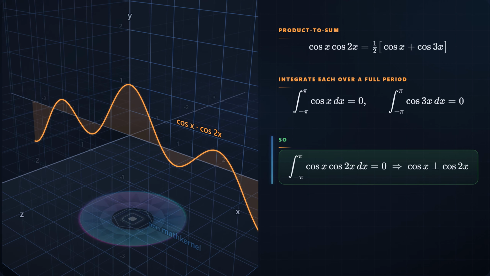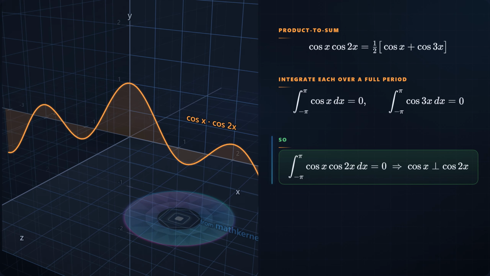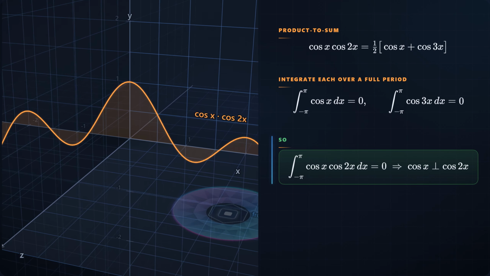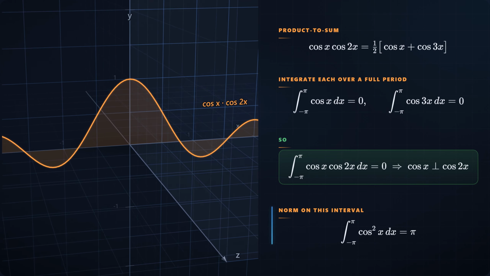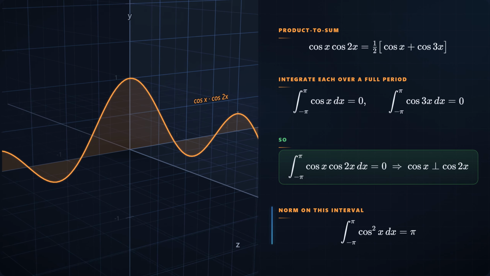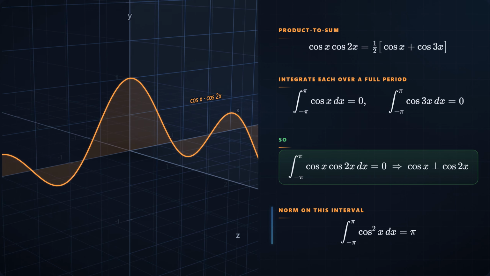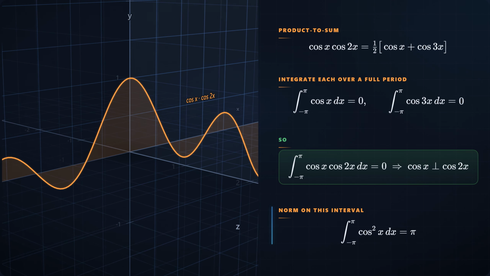The same product-to-sum move handles every pair. Different frequencies are always perpendicular. And a companion fact for normalizing: cosine x with itself, the integral of cosine squared, is pi, using cosine squared equals 1/2 of 1 plus cosine 2x. That pi is the normalization constant we need next.